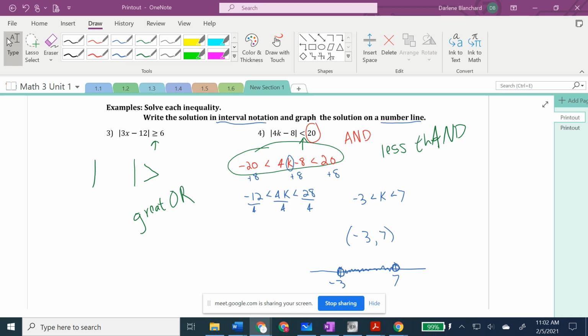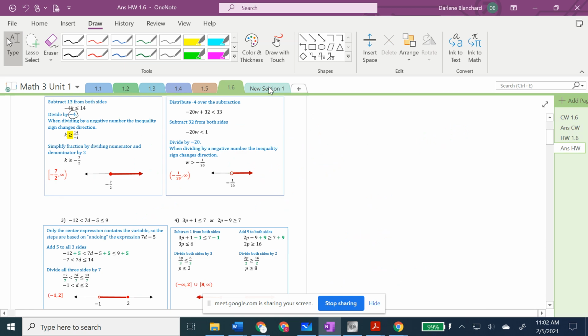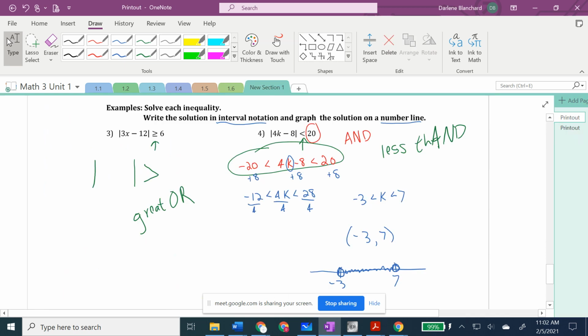So when we see absolute value in one of the solve each inequality problems, that's when we use the "and" or "or"? Yes. Okay. When it's an equal sign, it's much easier to deal with.